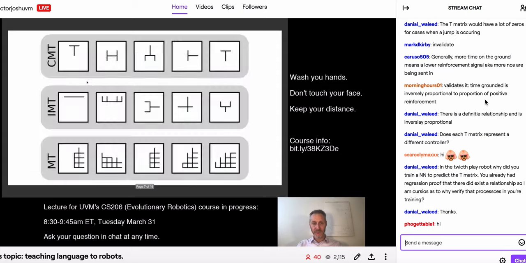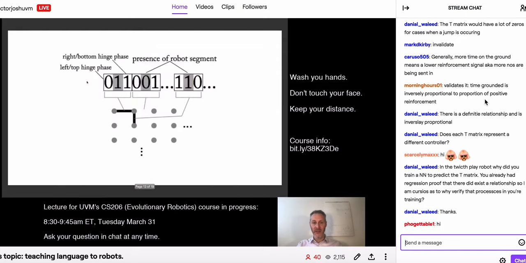Okay. As I mentioned, when a user creates a robot body, the DotBot project wraps an evolutionary algorithm around it. That evolutionary algorithm is evolving these binary vectors. So this is the genotype. Imagine we have a population of these binary vectors.